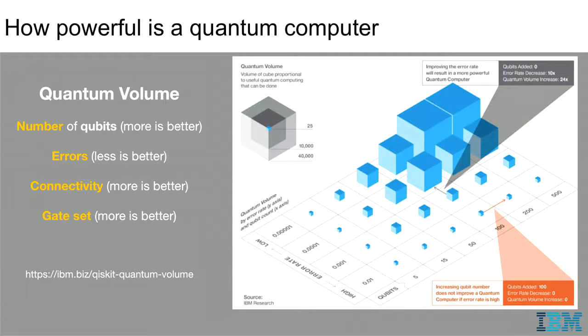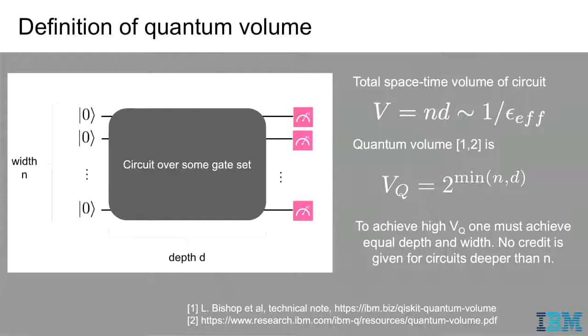Also the gate set. Right now we have just a CX gate as an entangling gate, but if you have some other gates, that would help in terms of creating algorithms. To quantify this, trying to quantify quantum volume, you could think of the number of qubits as a width and some depth d to think about this circuit over some gate set.